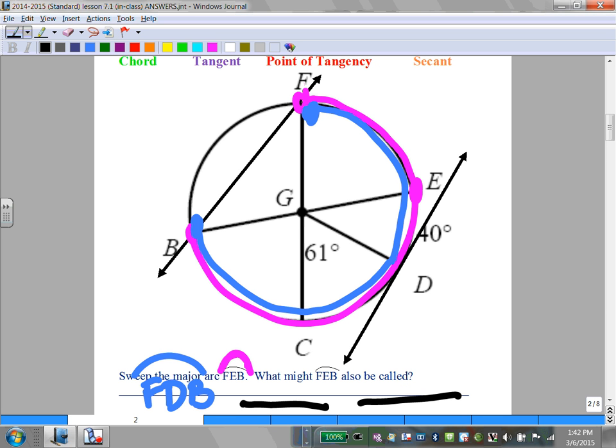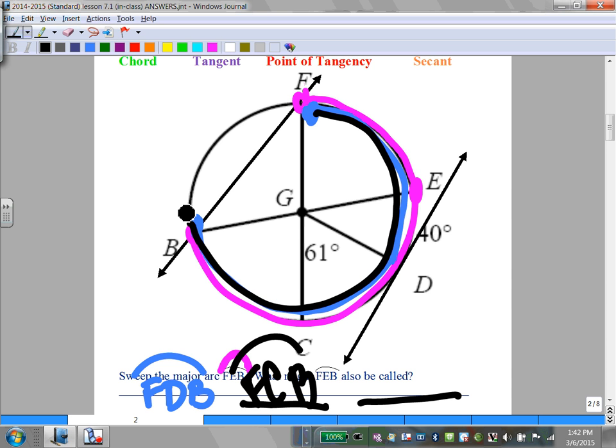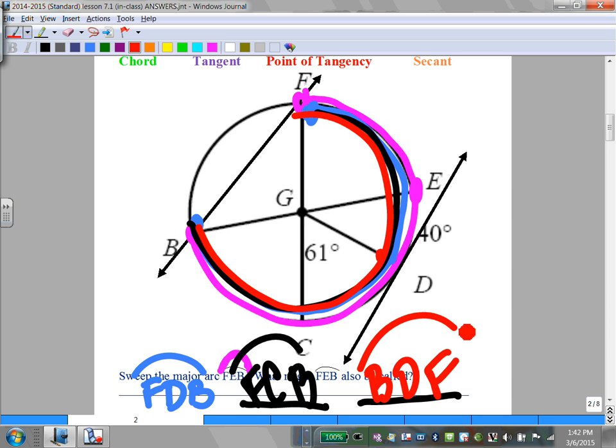All right, I'll take volunteers. Raise your hand. At least 2 more. Give me 1, Garrett. FCB. There's 1. That's the black FCB, going this way. Give me another one. BDF, going the other way. Anybody have 1 more name? Yes, Ryan. BCE. Ryan, I'm really glad you said that because you gave us an example.